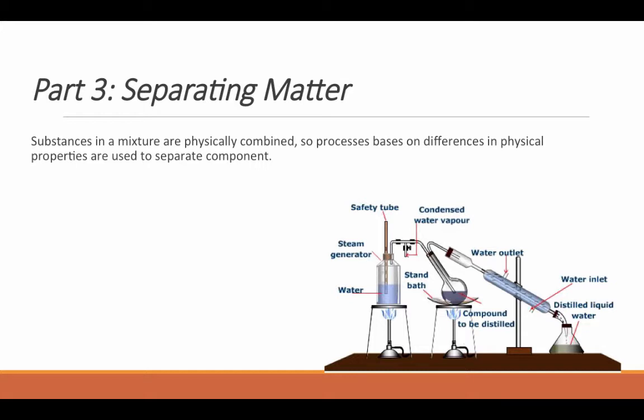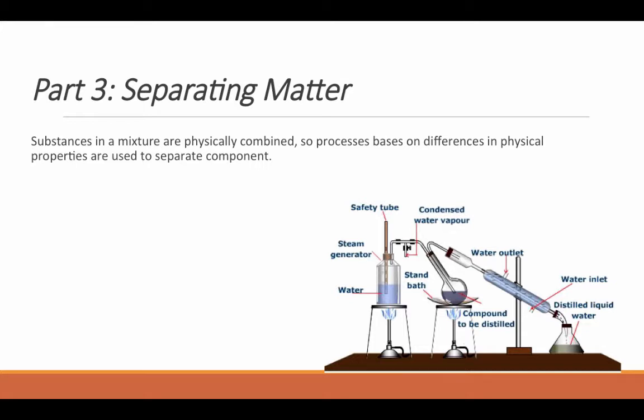So if you look at the picture, you start off with heating up water, you generate steam. That steam then goes through the different contraptions, condenses water vapor, and then it comes out the outlets and into the lower flask, which is a distilled form of that water. So all of that is a distillation process.